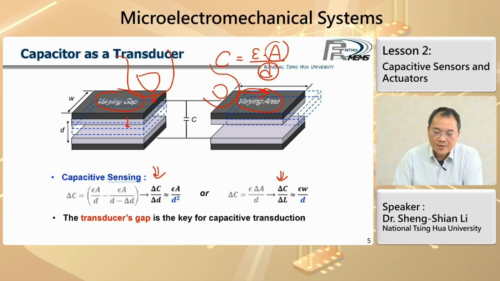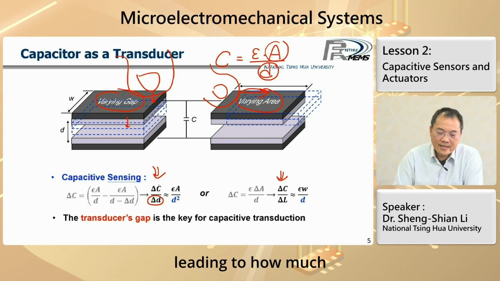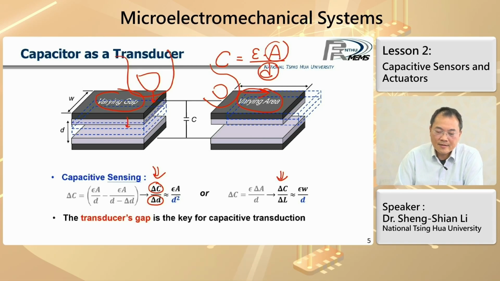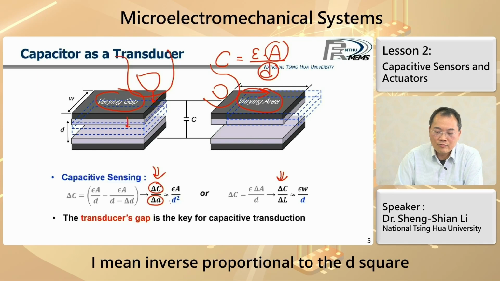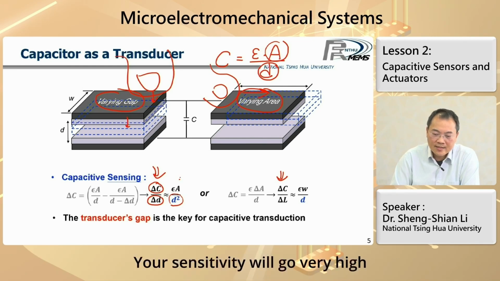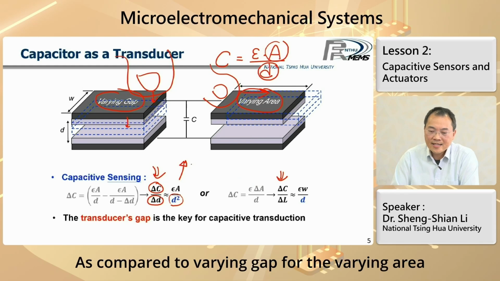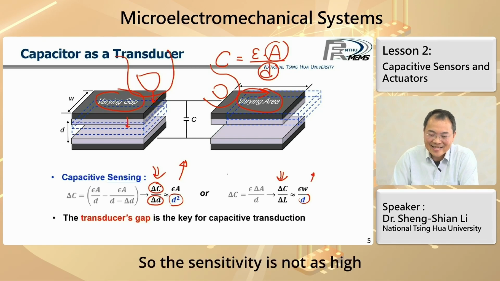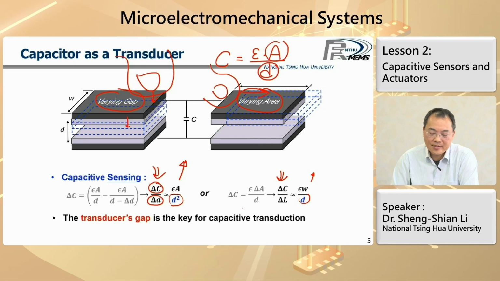So in this case, we take a look at how much deformation leads to how much capacitance change. So we call it capacitive transducer sensitivity. It is approximately inversely proportional to D squared. So if we are using the MEMS process, the D is only 1 micron or even lower than 1 micron, your sensitivity will go very high. As compared to variant gap, for the variant area, it's proportional to 1 over D. So the sensitivity is not as high as the variant gap.